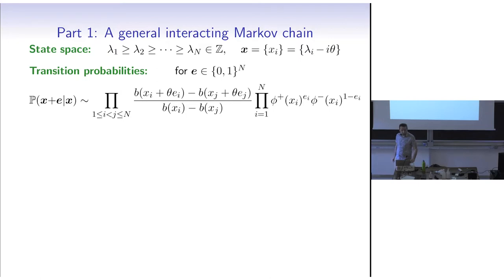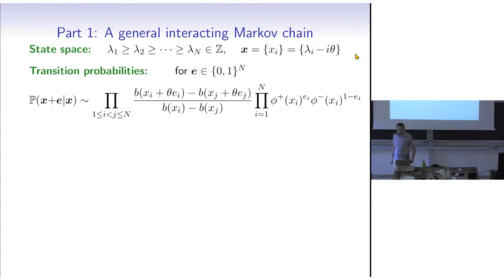So you have n-tuples of integers in your Markov chain, lambda one, lambda two, up to lambda n, all integers. Now, there will be a real parameter theta in description of this Markov chain. You should think about it as a positive real number. And we will write all transition probabilities in terms of the coordinates lambda_i minus i theta.